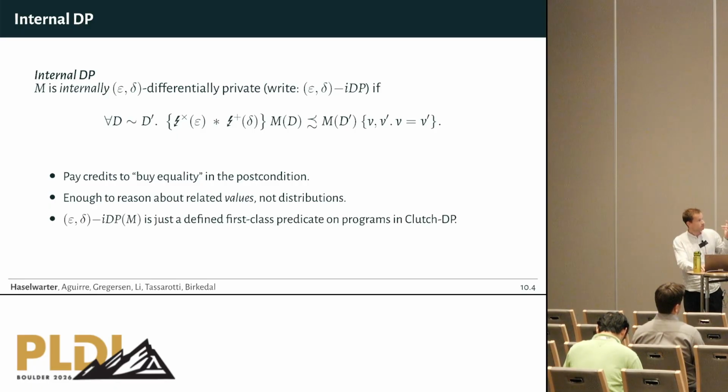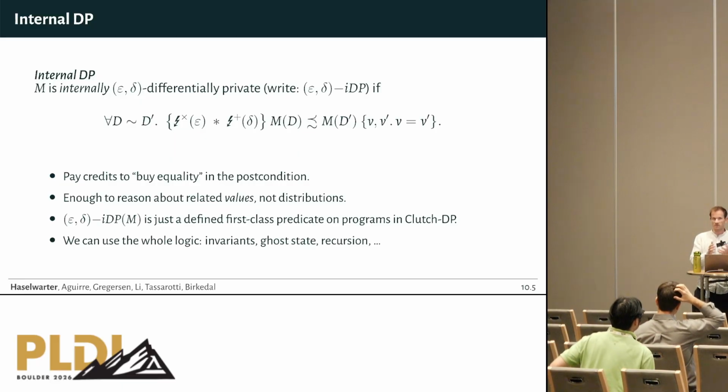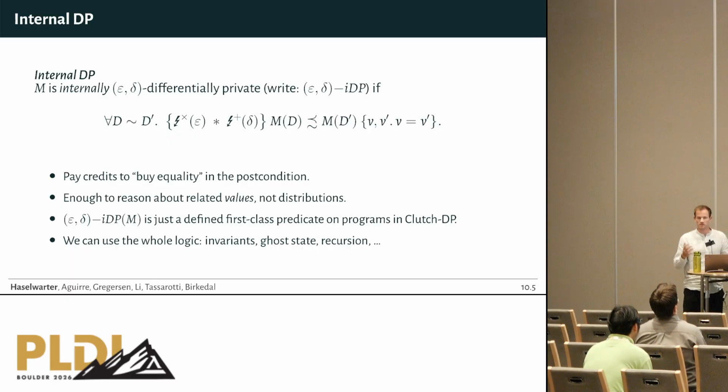Right. Like I said, this is just a defined notion internally in the logic. So that means it's a first-class predicate, and it's very flexible. In particular, we can use the whole expressivity of Iris to reason about these programs: invariants, ghost state, recursion. All of that integrates well.